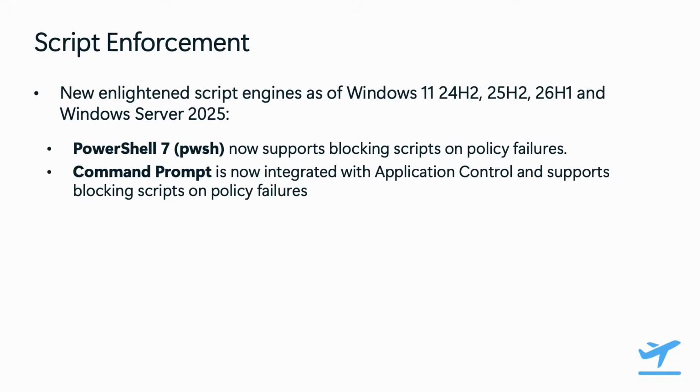PowerShell, also called pwsh, is now completely integrated with App Control. Scripts that do not pass policy are now fully blocked from executing in PowerShell, as opposed to being run in constrained language mode like the behavior in PowerShell 5. Similarly, command prompt is now fully integrated with App Control. Like PowerShell, scripts that do not pass policy are blocked from running in command prompt. Let's take a look at how this works in practice.